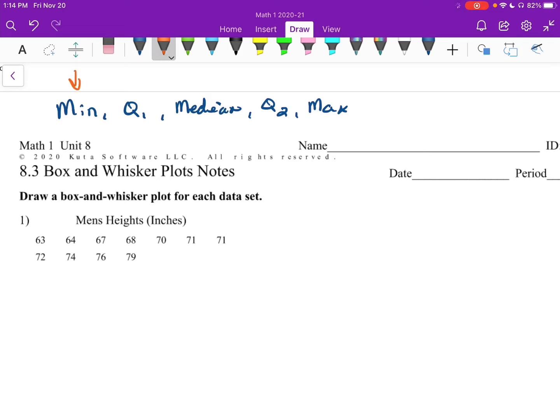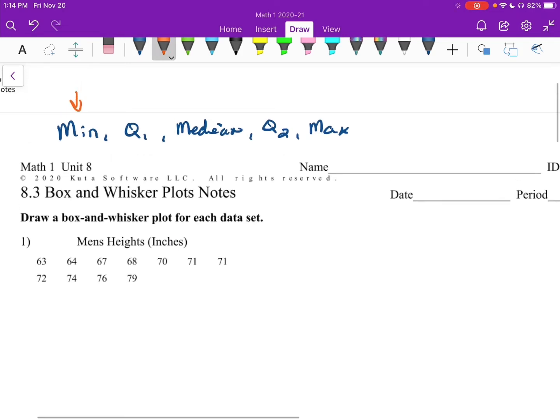We have the minimum, which is what it sounds like. It's the smallest number. And then I'll go up to the maximum. That's what it sounds like. It's the max number. The median is called the middle number. And it's not quite the average, and I'll show you how to get to it in just a second.